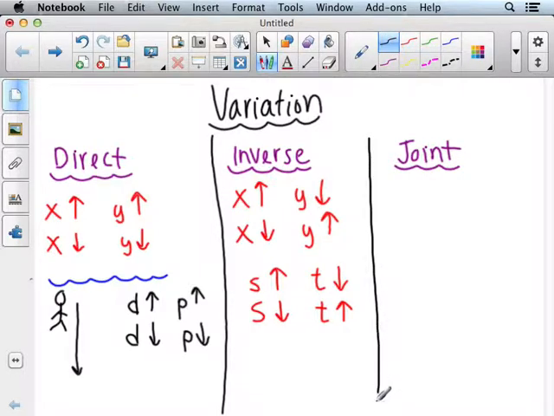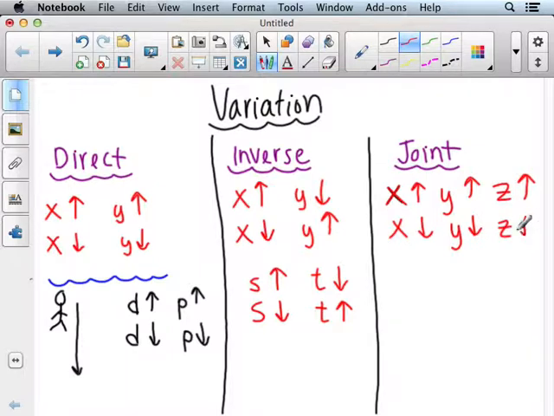Joint variation is when something depends on more than one variable. So for example, as x increases, y increases, and z also increases. Or as x decreases, y decreases, and z decreases. They vary jointly together. A good example of this is volume. Let's say I have a cylinder, and the volume of the cylinder depends on the height and the radius. So this is joint variation.